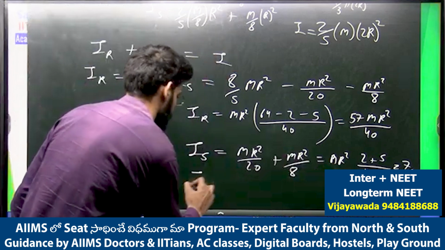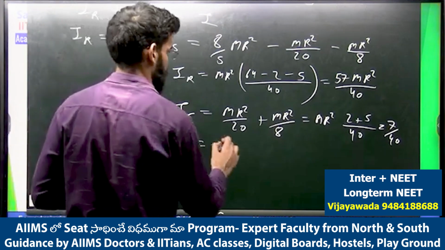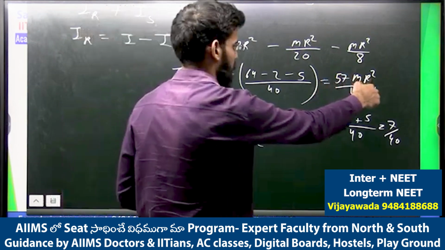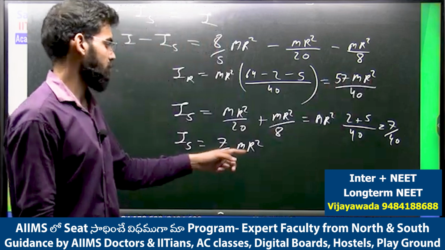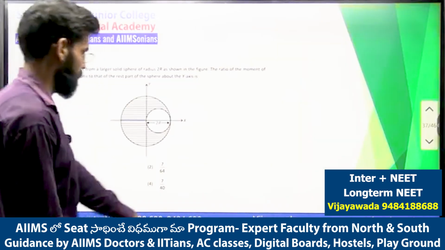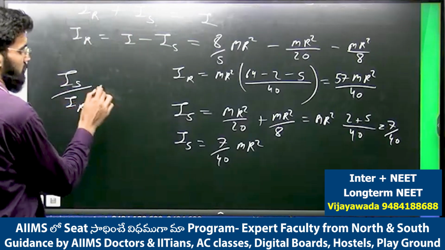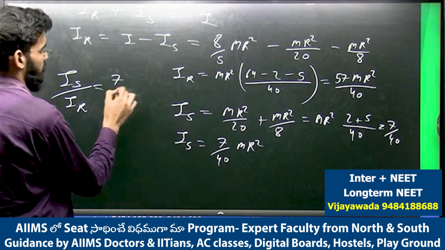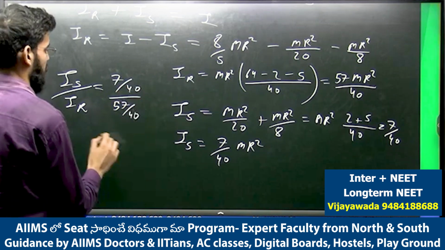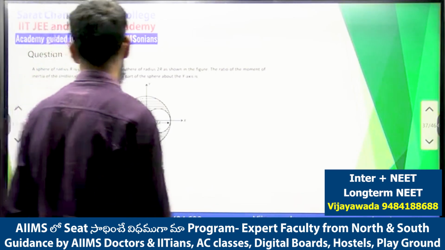IS is nothing but 7 by 40 mr square. So one is 57 mr square by 40 and this is 7 by 40 mr square, right? So he is asking IS by IR. IS is 7 by 40 factor, and IR is 57 by 40 factor. So the answer is 7 by 57, first option.